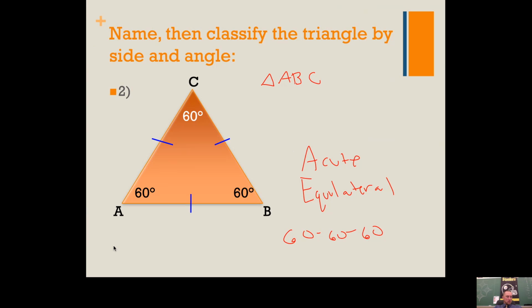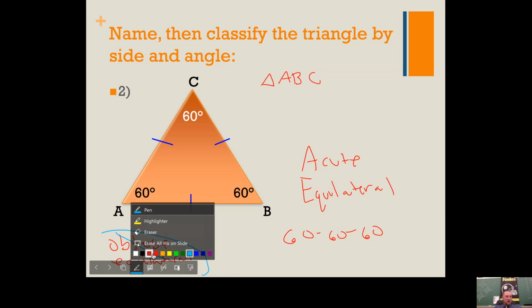So you cannot have an obtuse equilateral. That type of triangle does not exist. If it's equilateral, then all the angles are the same. You can't have 3 obtuse angles in a triangle. That does not exist.